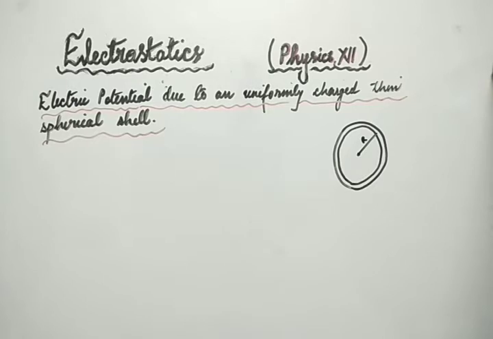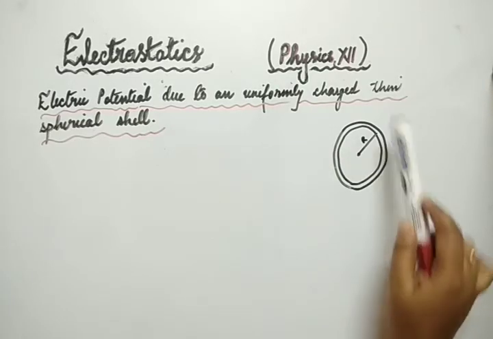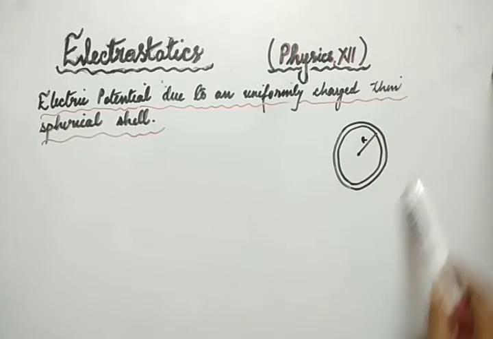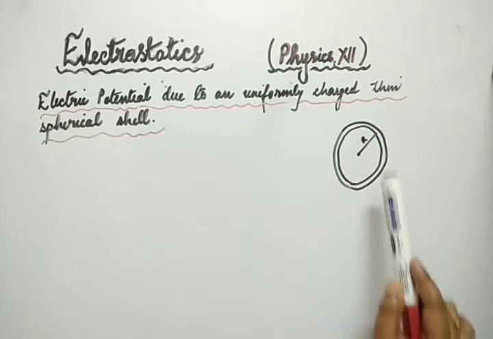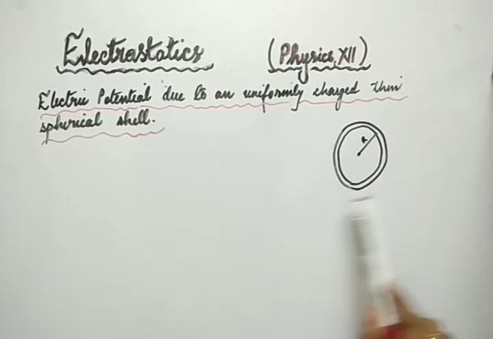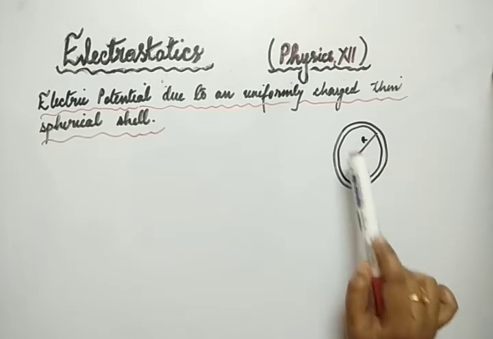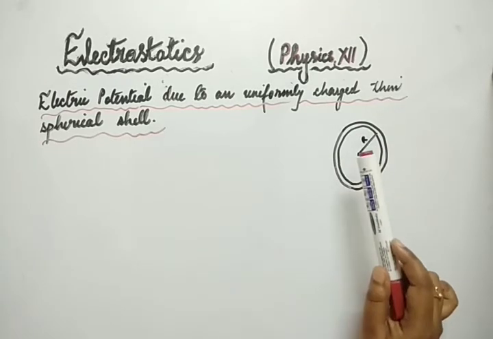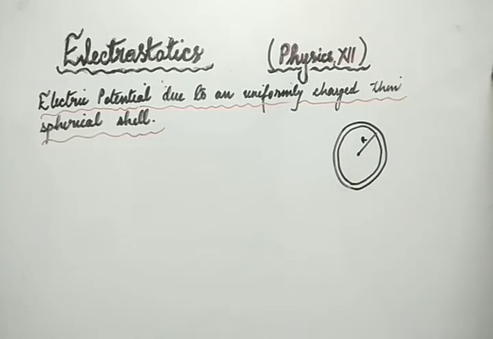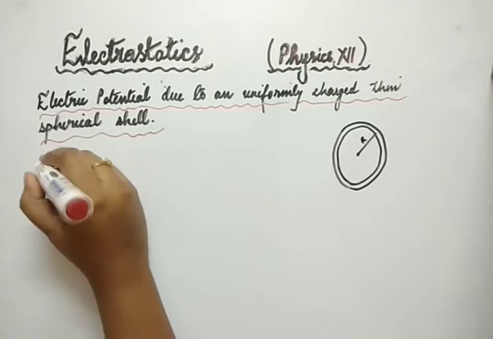Now suppose you want to find out the potential at different points. First we want to find out the electric potential at any point outside the shell. Then we will find out the electric potential on the shell, and then we will find out the potential inside the shell. So for this, let us write the first case.